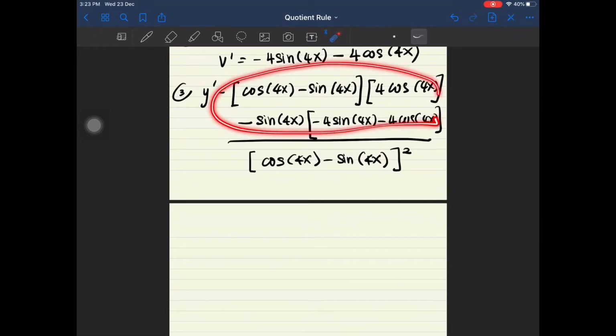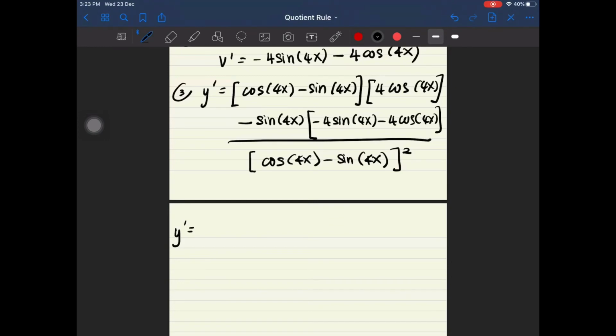Now expand and simplify here. For the denominator part you don't have to expand. Be careful with all the brackets here. Make sure you put your function in brackets so that you do not make careless mistakes. So expanding this function will give you y prime equal to 4 cos squared 4x minus 4 sine 4x cos 4x.